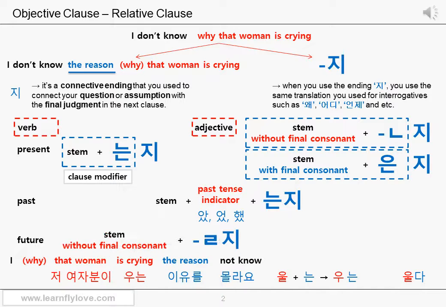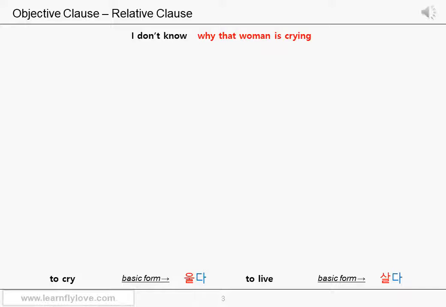Next, future tense. This one is okay because we use the same rule that we used for a verb and adjective clause modifier in the future tense. So when there is no final consonant in the last letter of the stem, you add the final ㄹ consonant and 지 sound. When there is a final consonant in the last letter of the stem, you add 을 sound and 지 sound to the stem. Okay, let's see some examples together, then you will understand what we are talking about clearly.